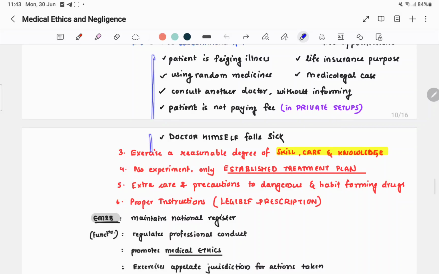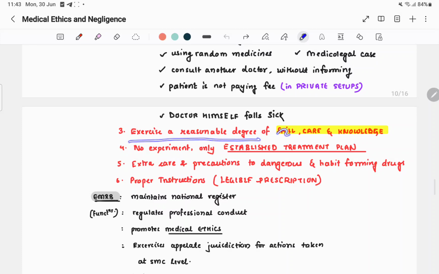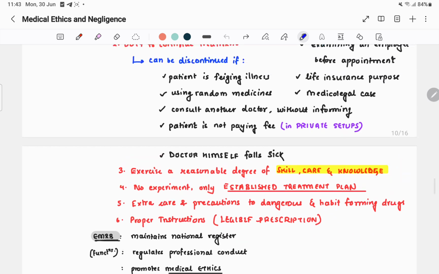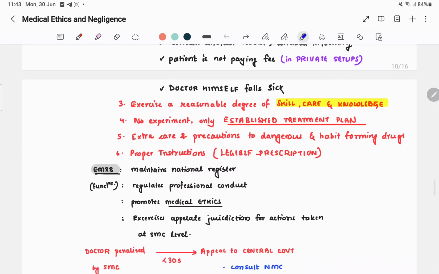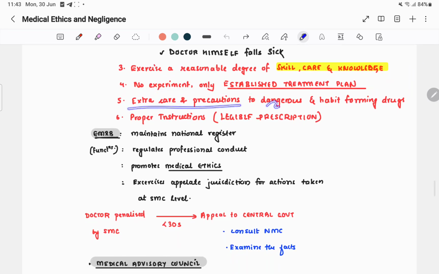These are the conditions in which a doctor has a right to stop the treatment. Exercise a reasonable degree of skill, care and knowledge. The doctor must exhibit reasonable skill, care or knowledge. No experiment, only treatment plan, only standard treatment guidelines. Extra care and precautions for dangerous and habit-forming drugs.